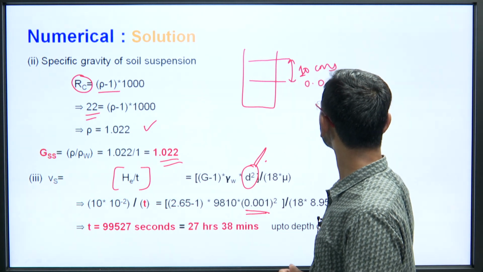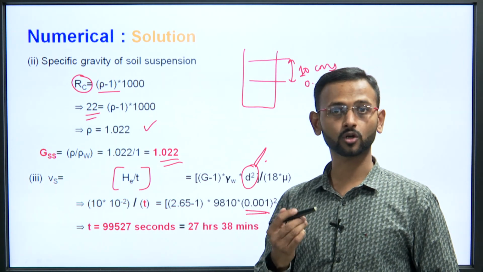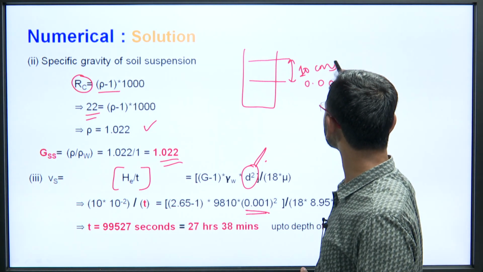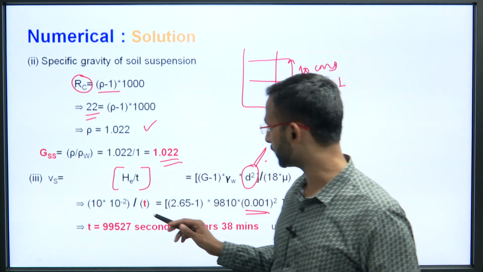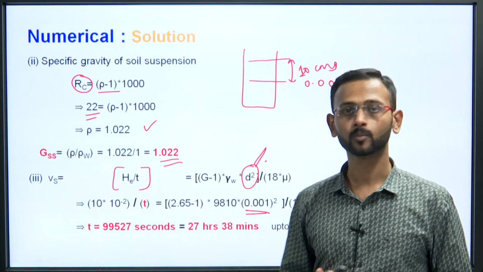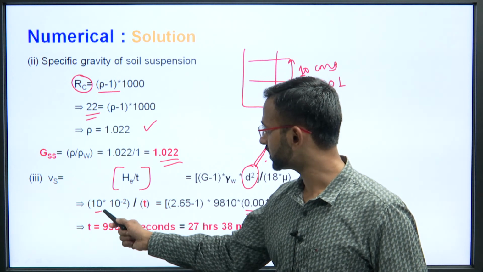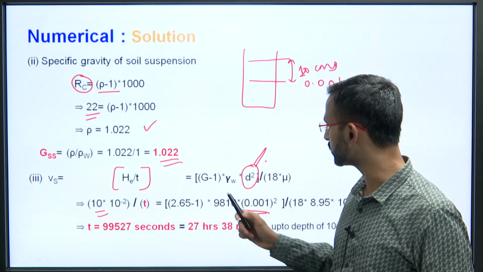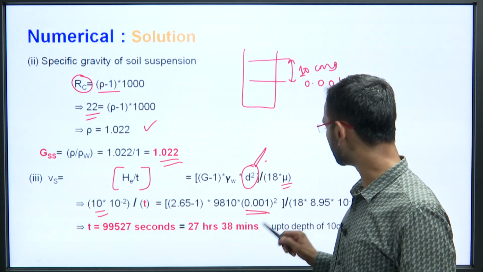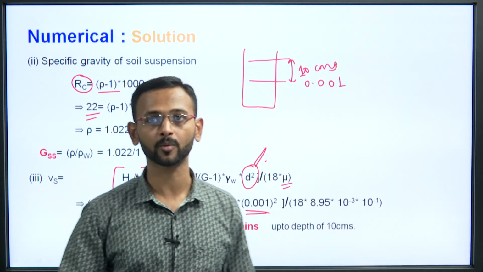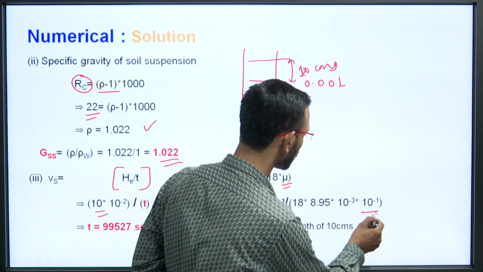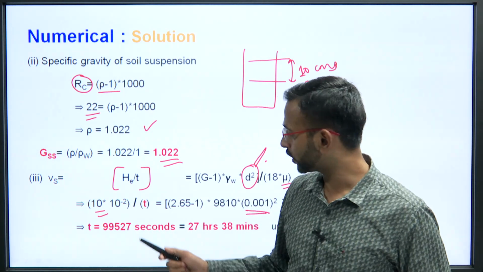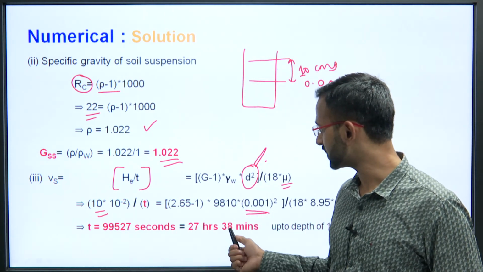0.001 mm size of particle, when will it settle down? And at this 10 centimeters depth. So for that we will be applying the Stokes law, and it is the 10 centimeter sampling depth which we are considering. Then G is 2.65, then gamma W is 9810, and then 18 times mu, 18 into 8.95 into 10 to the power minus 3 into 10 to the power minus 1, because it was in poise, so we converted into a different parameter. Then T is equal to 99527 seconds, that is 27 hours 38 minutes.